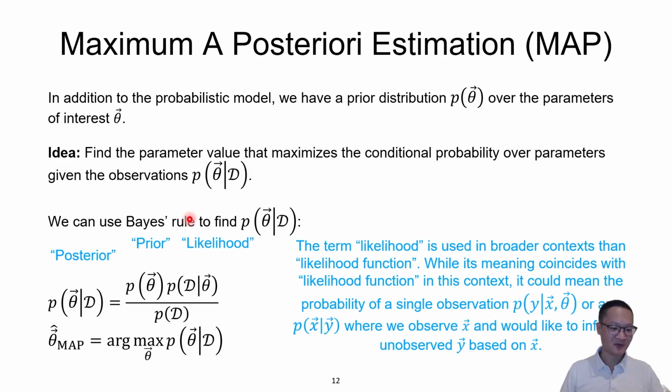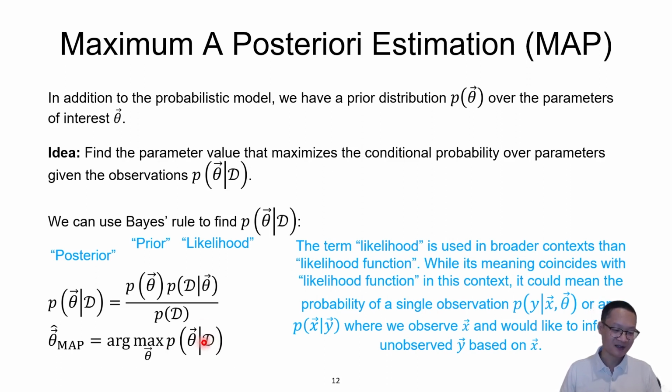Fortunately, using Bayes' rule, we can always flip the conditional because we know what the likelihood is already. So P of theta given D equals P of theta times P of D given theta over P of D. And for the MAP estimate of the theta parameters, we want to find a theta that maximizes P of theta given D. Okay, so hopefully that also makes sense.